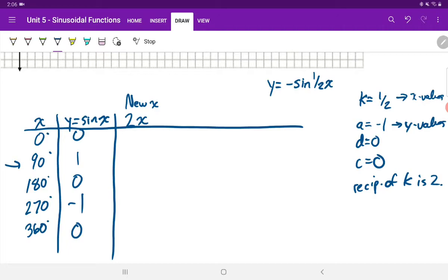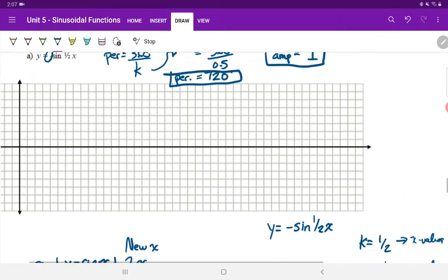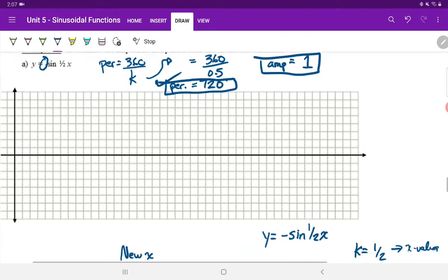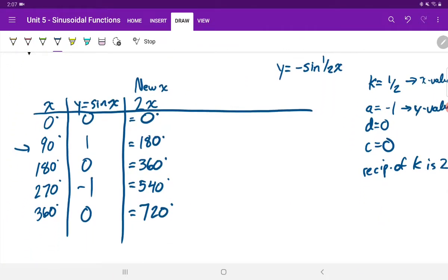2 times x. 2 times 0 is 0. 2 times 90 is 180. 2 times 180 is 360. 2 times 270 is 540. And 2 times 360 is 720. And look, we already found our period to be 720. And now we're showing here in our table that yes, in fact, one full rotation will be 720 degrees. Let's figure out our new y values.